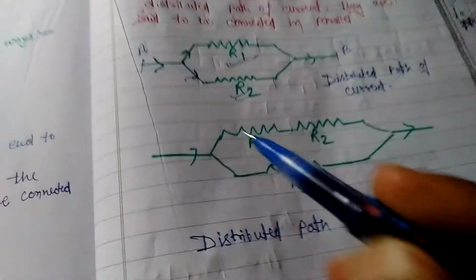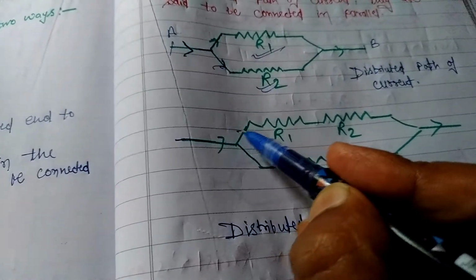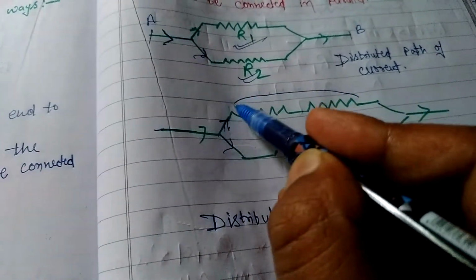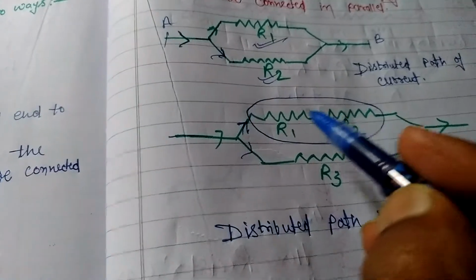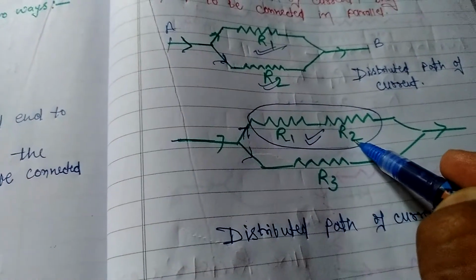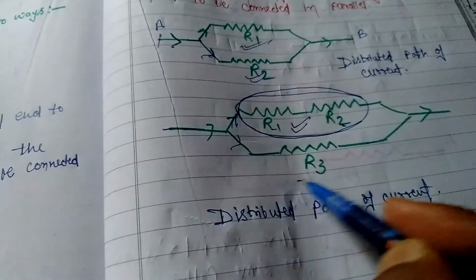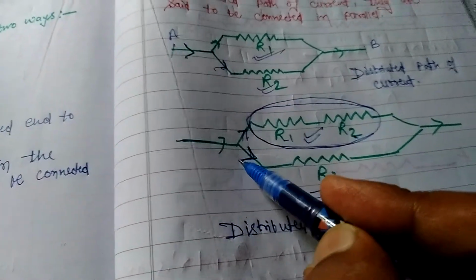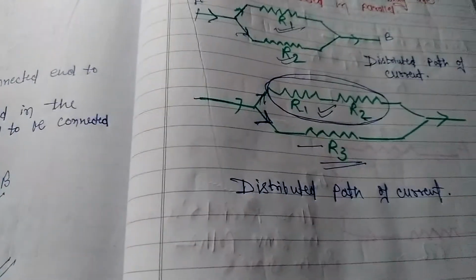Again, second example of resistors. Here current is distributing from this point. In this case, these two resistors are in the same path of the electric circuit. That is why these resistors R1 and R2 are in series, and R1 and R2 are parallel to R3, because different current flows in R3 and in the combination of R1 and R2.